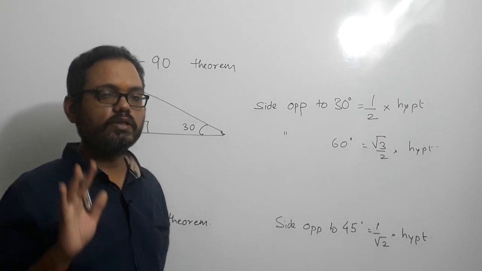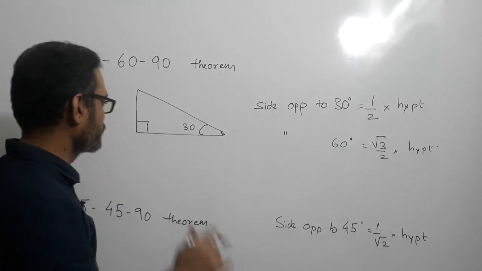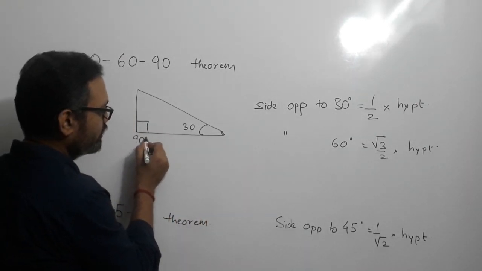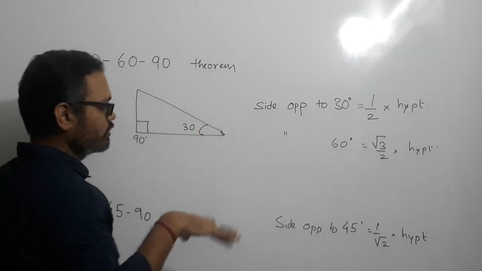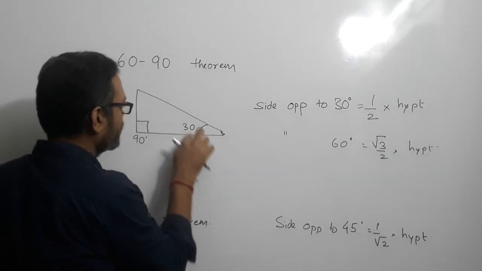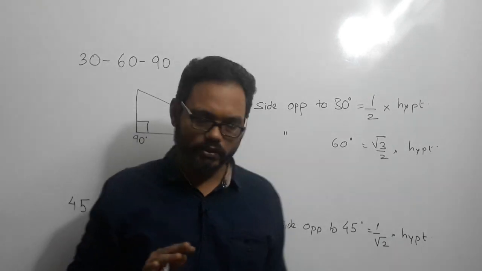Now trigonometry means only right angle triangle. Right angle triangle means one angle is 90 degree always. They won't tell you, but you must know. One is 90 degree. What is the total sum? Total sum is 180 degrees. So this angle plus this angle plus this angle is always 180 degree. You have to remember that.